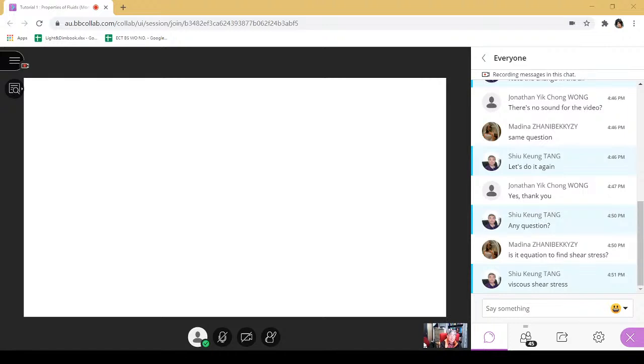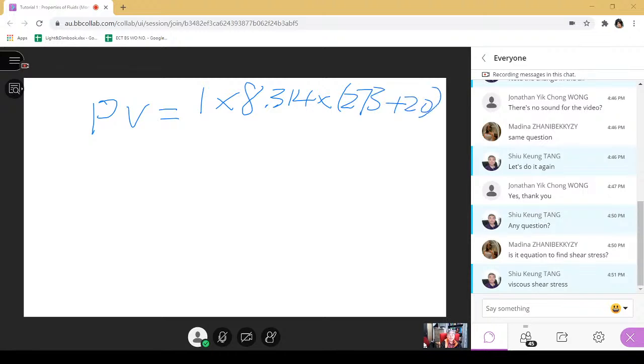So PV equals nRT. Now n is 1, for 1 mole of gas, and we have the universal gas constant times the temperature in Kelvin. You need to add in 273 to convert the temperature from degrees Celsius to Kelvin, right? Okay, the density is therefore this number, the volume is these numbers.